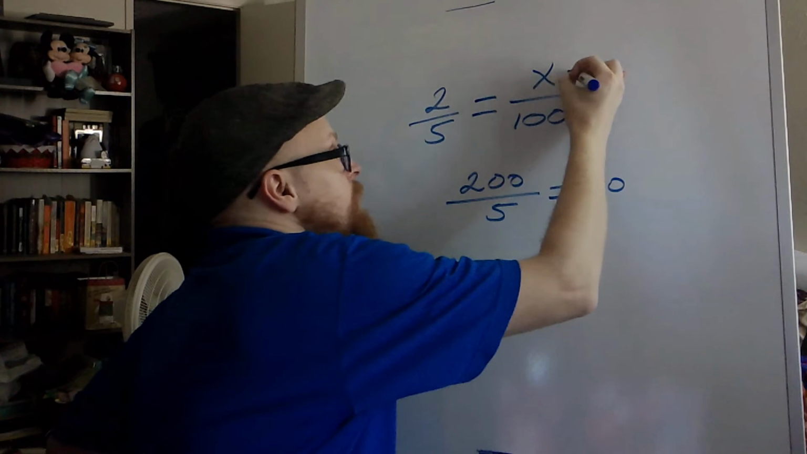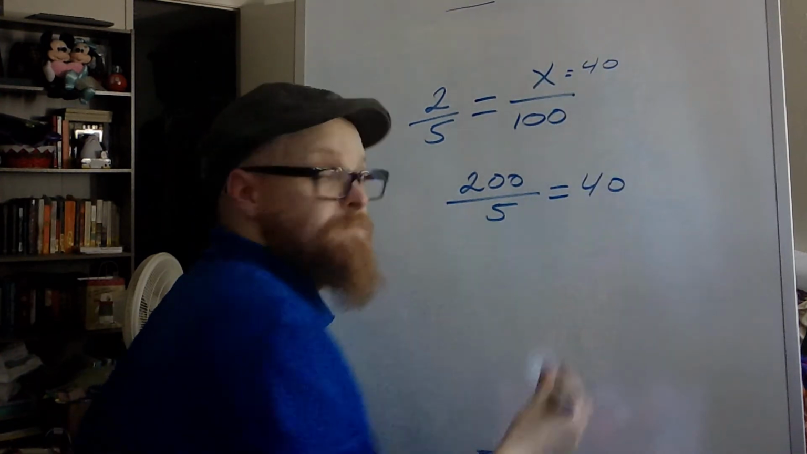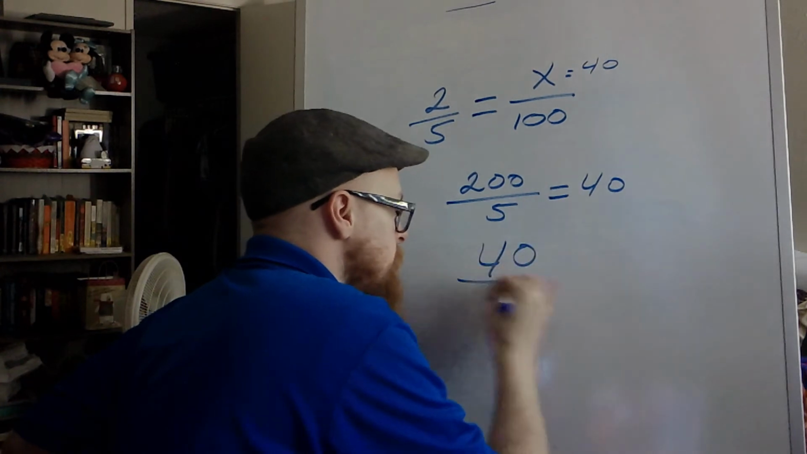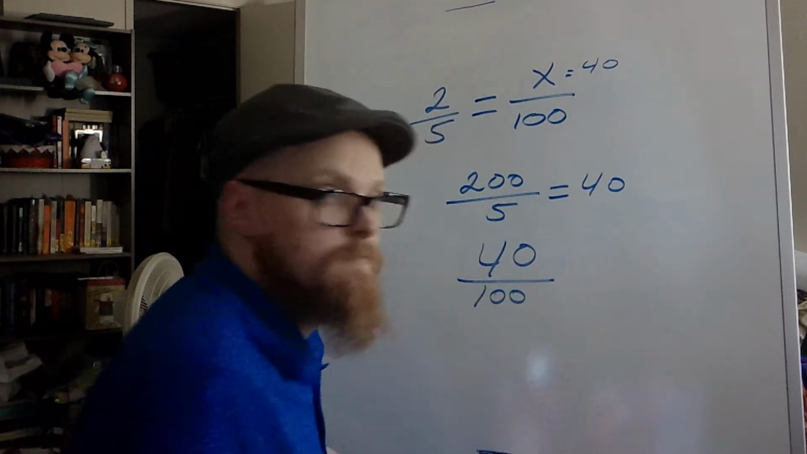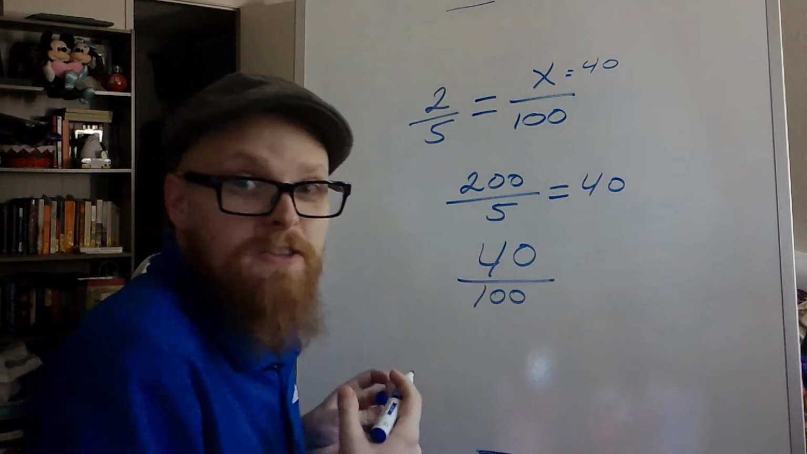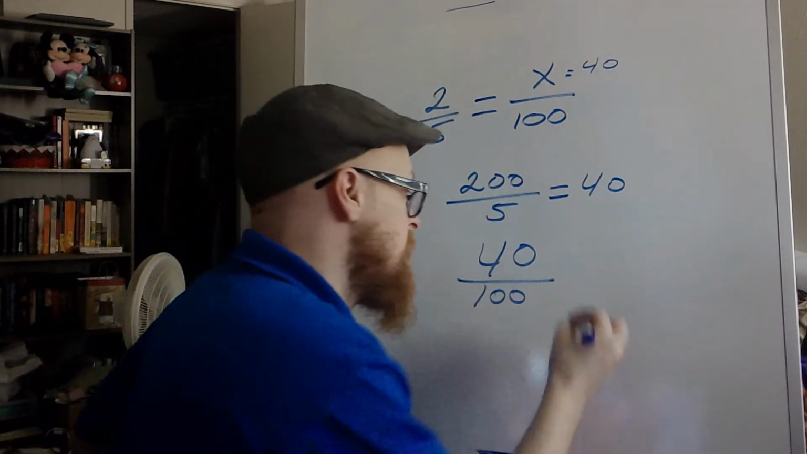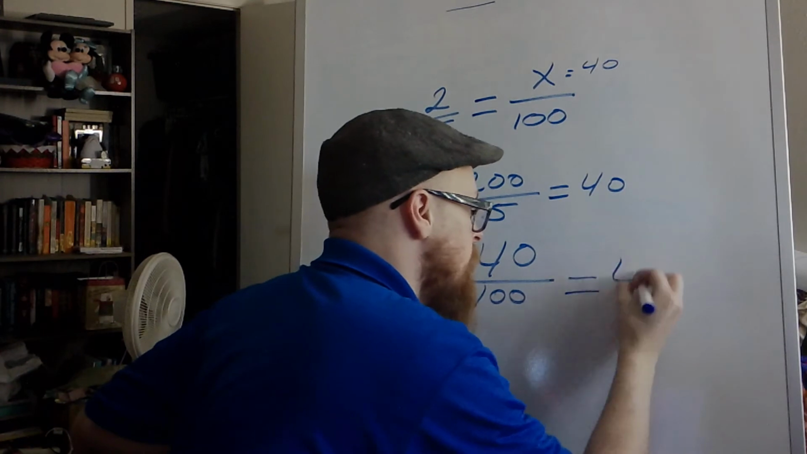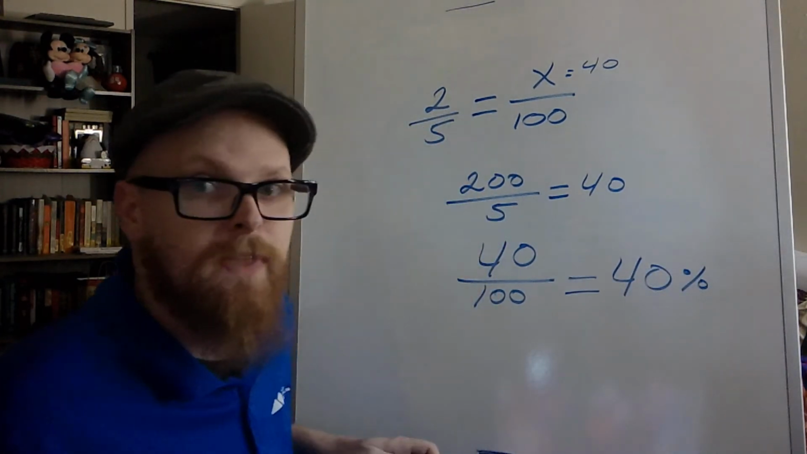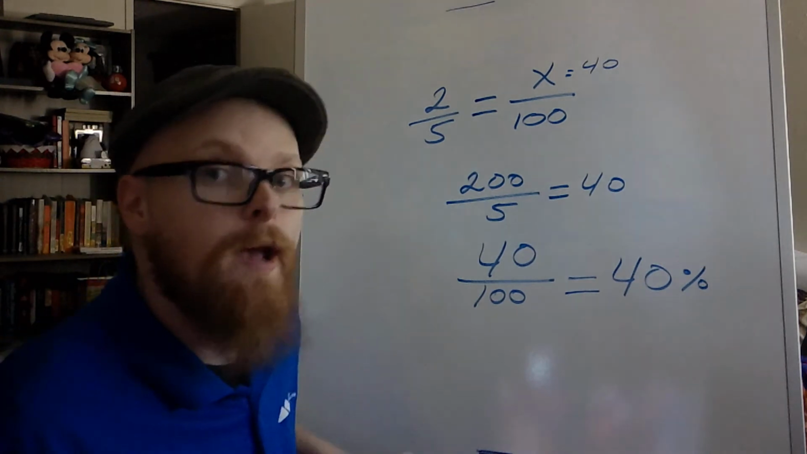So my x is 40. So I end up with 40 over 100. Right? We just talked about this. If it's over 100, it's nice and easy. You just take whatever is on top, and we slap a percentage sign behind it, 40%. Same answer we got the other way, right?